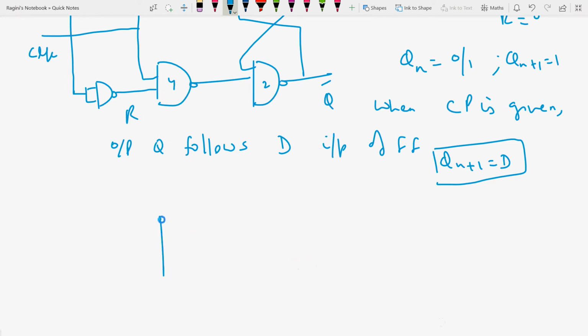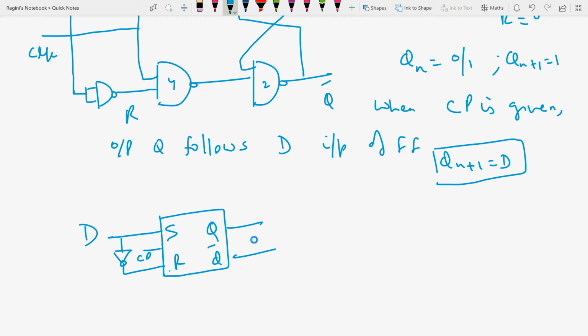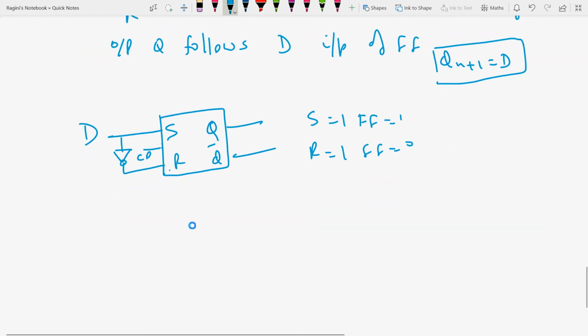If this is the block diagram, S and R are the inputs and Q, Q bar are the outputs. This is the inverter which is being applied to the R input, and this is D, this is the clock pulse, right? And this is the Q, Q bar output. So S is equal to 1 means to store 1 in the flip-flop, and R is made high to store 0 in the flip-flop. So, what is the truth table of the D flip-flop? According to the conditions, the truth table will be made.